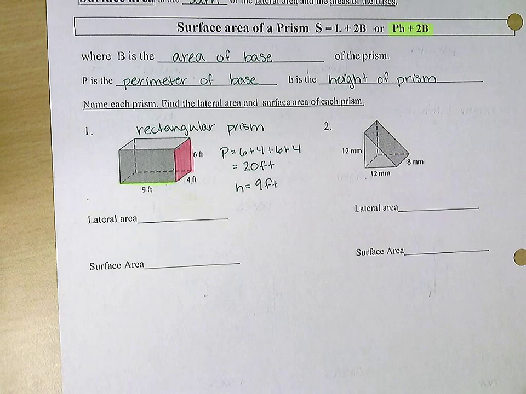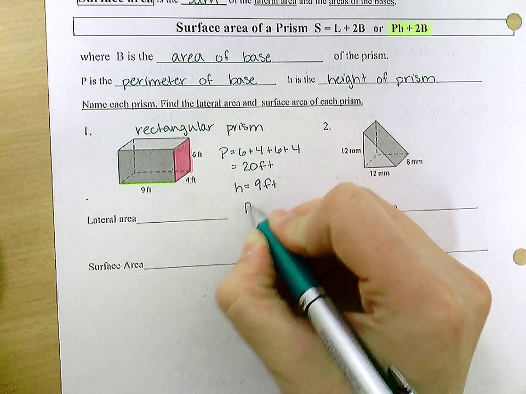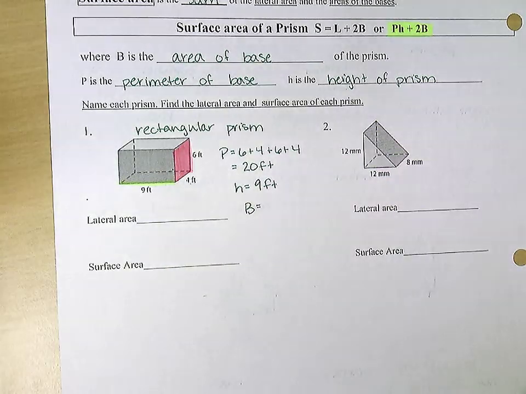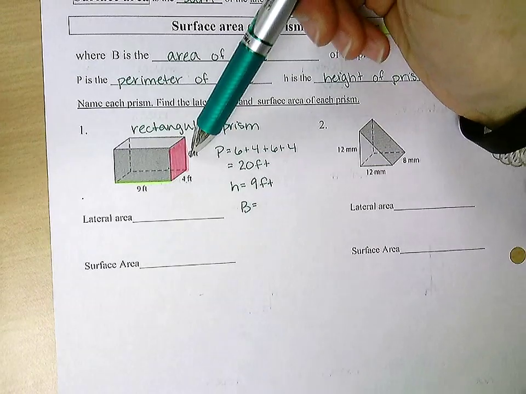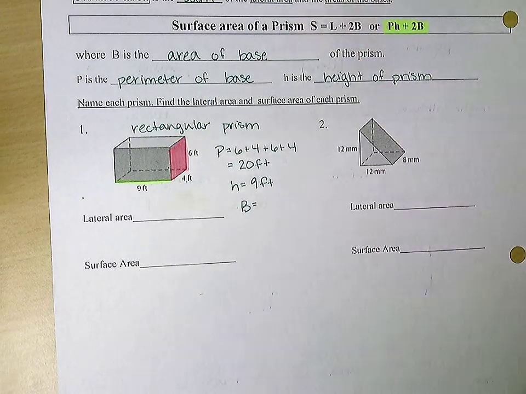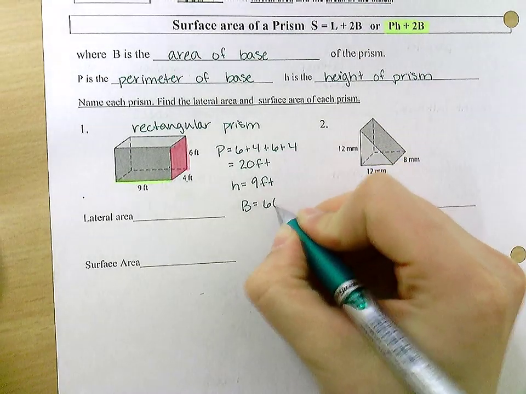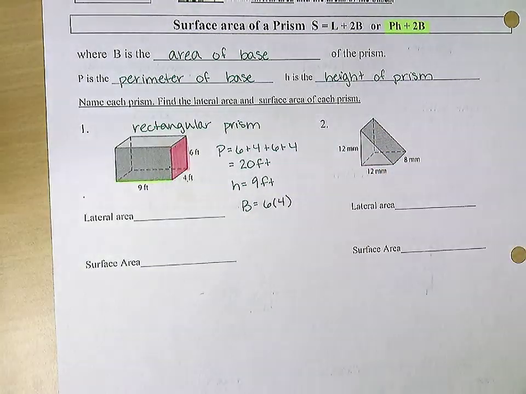Next I'm also going to find B right away. Capital B is the area of the base. How do I find the area of this rectangle? 6 times 4. It is base times height of just the base.